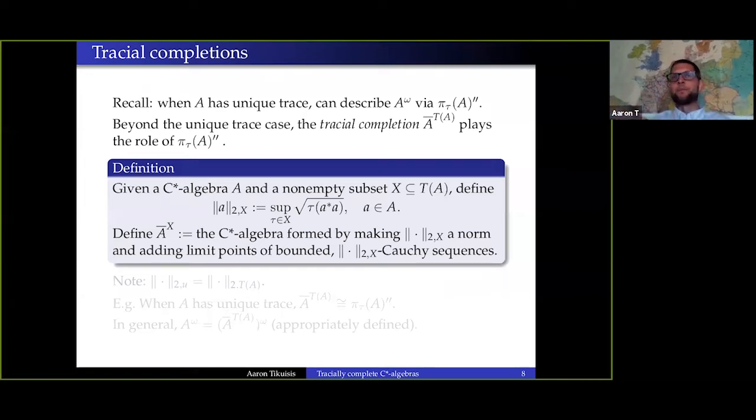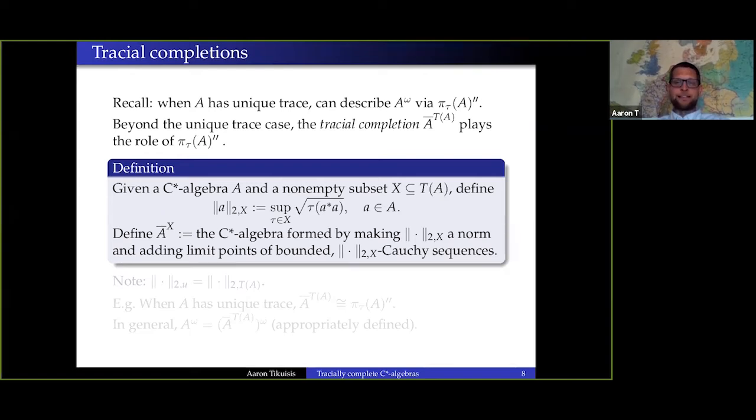You can write down what we really mean. We want to make that compatible. If two sequences converge to the same thing, then we're only going to add one point for them. We're not going to add two different points. But technical details, a fairly standard kind of idea of doing this sort of completion. Okay, and that's what we call the tracial completion.